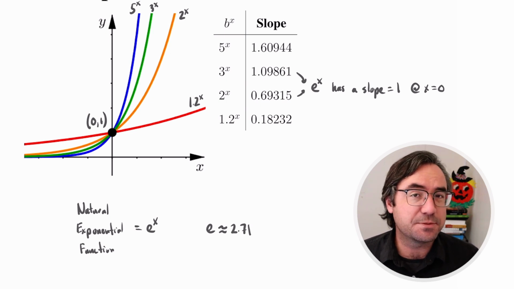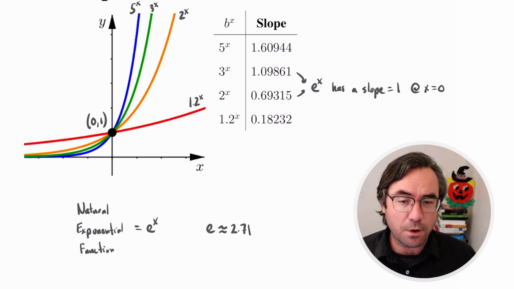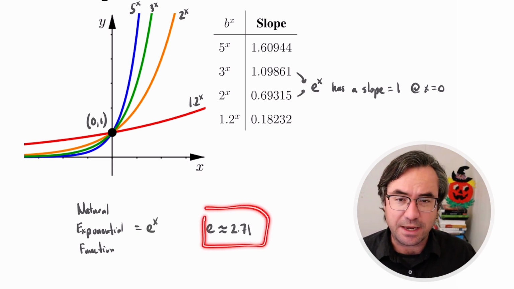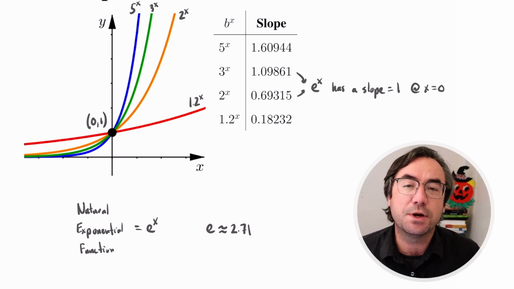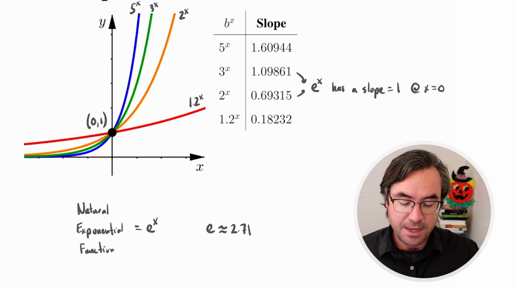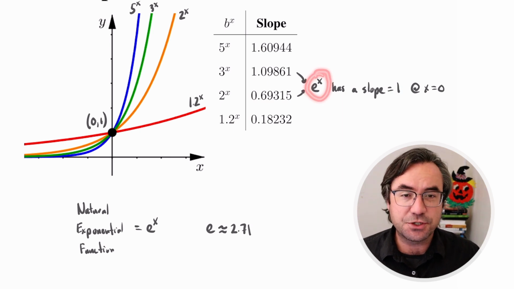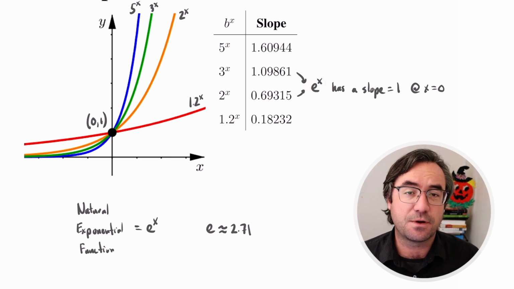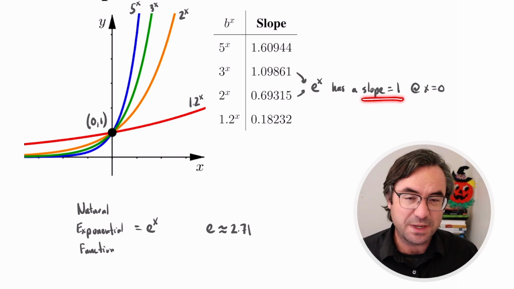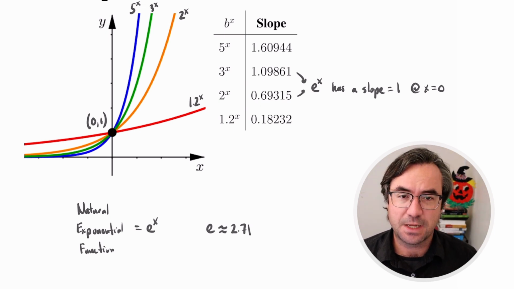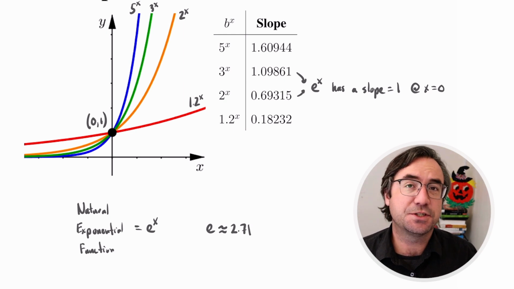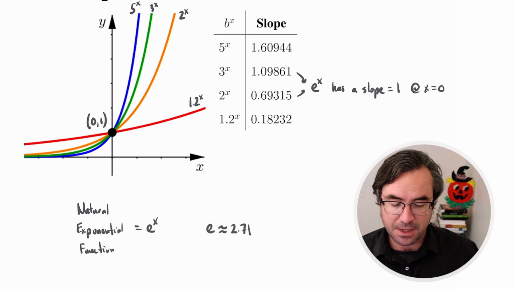We know that pi is a special number, about 3.14. Think of e the same way. e is just a number. It's a special number, and it's approximately equal to 2.71. And one of the things that makes this number so special is that when we form an exponential function from it, we have a slope exactly equal to 1 at x equals 0. And it's this property that makes this function so nice for calculus.